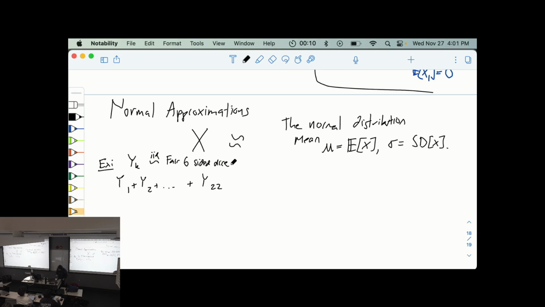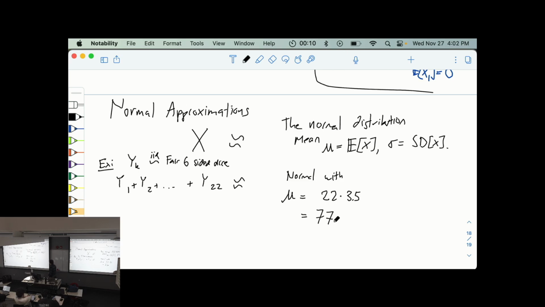That's exactly what I did at the beginning of last class, where I rolled 22 dice. I had 22 outcomes, and the way I calculated things, I was able to answer questions about this weird sum of 22 different dice by just saying, hey, it's approximately a normal. With what mean? Well, the mean we know how to do. The mean we said is 22 times 3.5, which was 77.